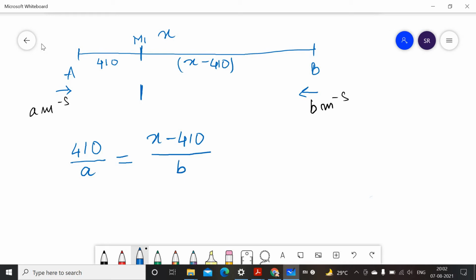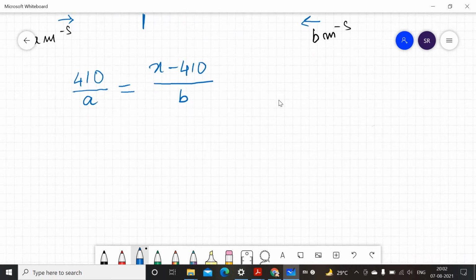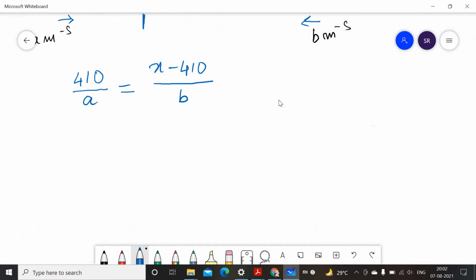So now how will we equate? See, we send B here and 410 here, right? That is B by A equals x minus 410 by 410. Okay, so we have equated speeds and time, right? This is time and this is time. So from this equation we have formed out the speed ratio of two persons, right? Speed ratio of two persons.